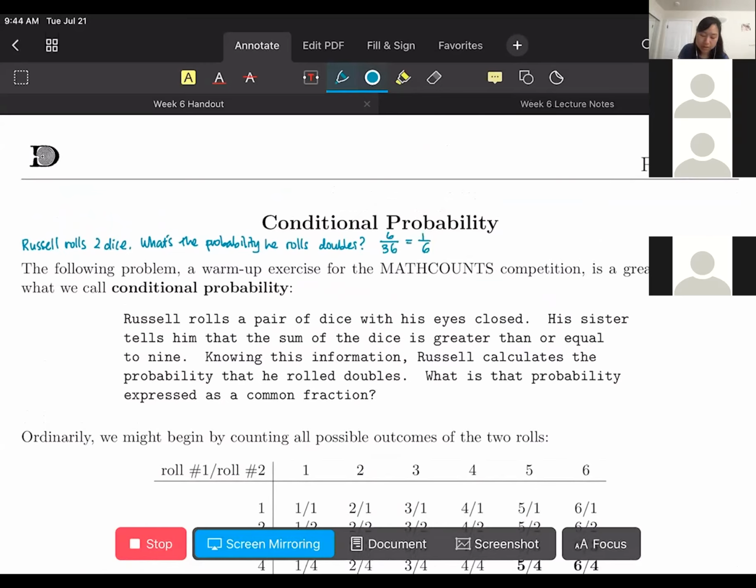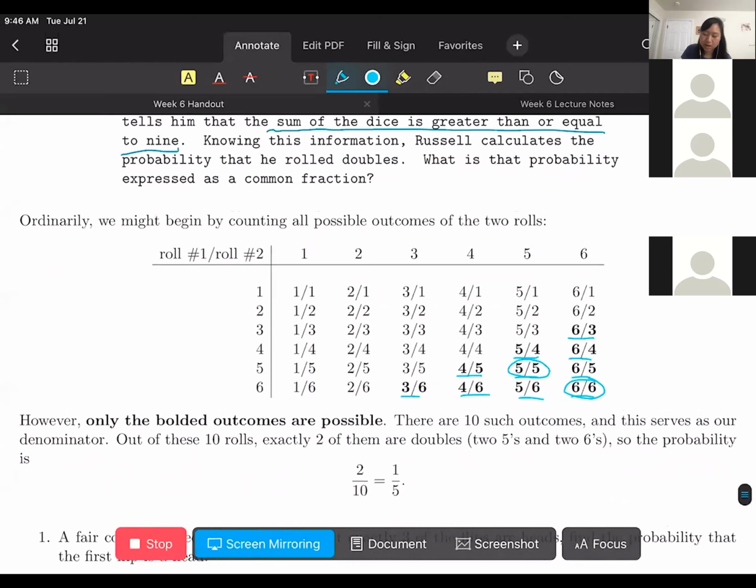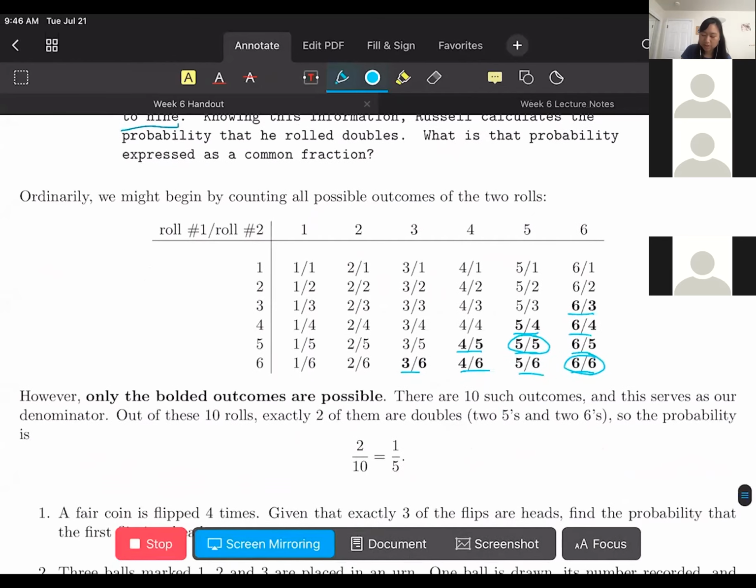Similarly, out of all these 10 rolls, only 2 of them are doubles. So that's going to be this and this. Any other doubles does not sum to 9 or greater. So in our numerator, we're actually only going to have 2 as well. So given that the sum of the dice is greater than or equal to 9, the probability that Russell rolls doubles is going to be 2 out of 10, or 1/5.